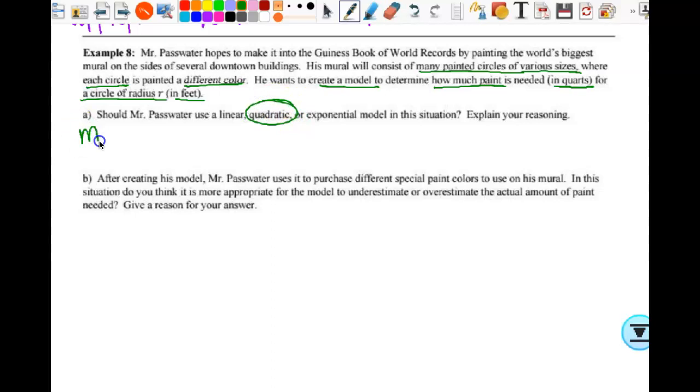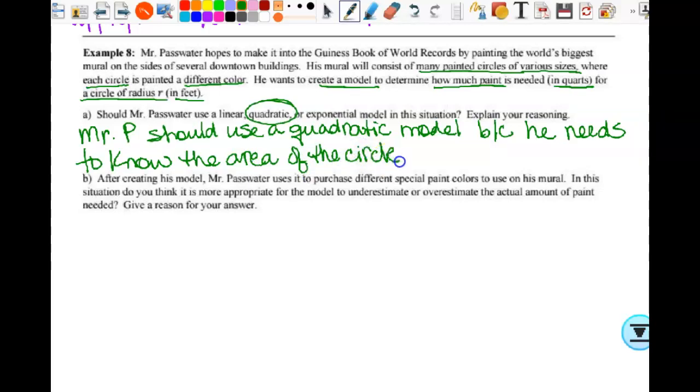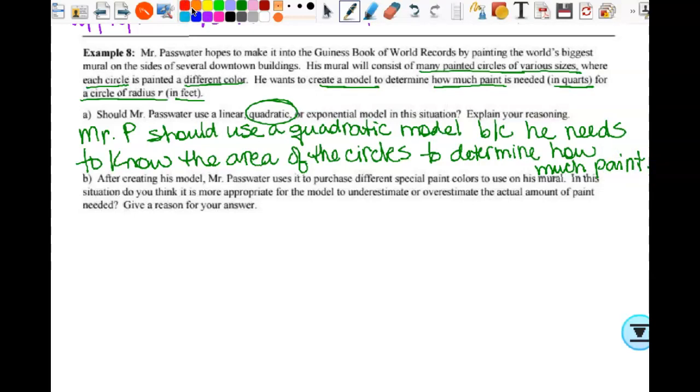Okay, so we can say Mr. Passwater, or Mr. P, should use a quadratic model because he needs to know the area of the circles to determine how much paint. Does that make sense?